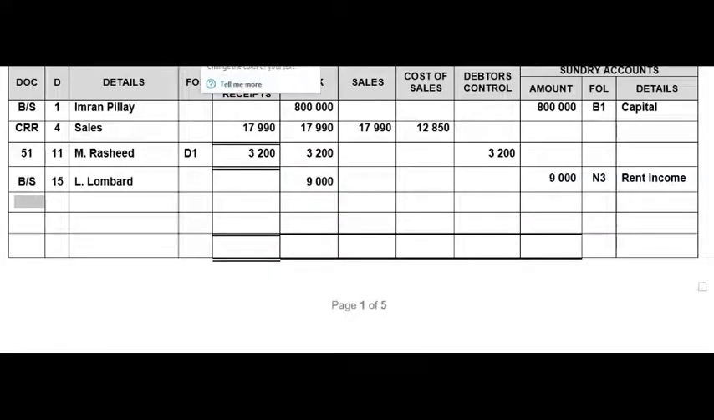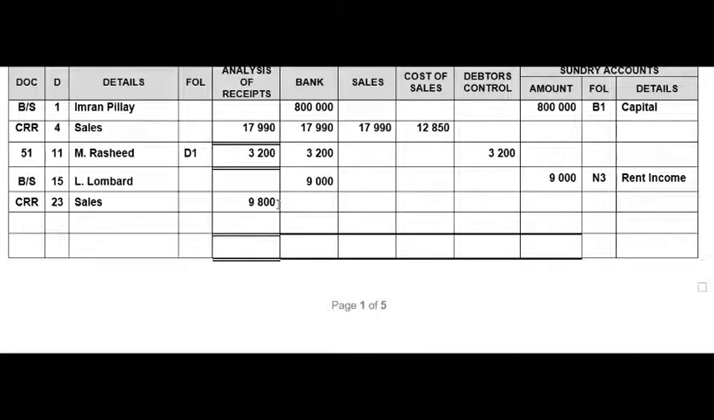Okay, so the cash sales will be CRR. On the 23rd, the details for cash sales is always sales. Won't have anything in folio. It will go to analysis of receipts. In other words, our till as 9,800 Rand.